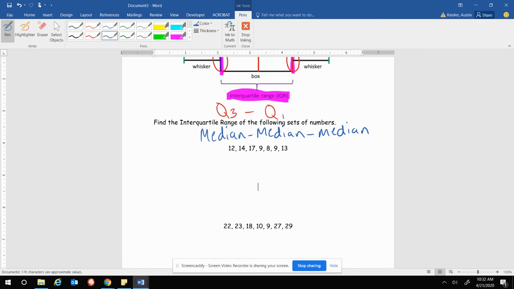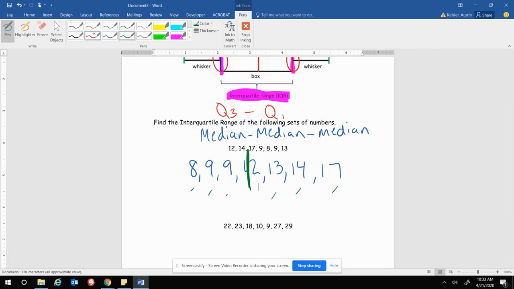Is we're going to order these numbers least to greatest. So I have 8, 9, 9, 12, 13, 14, and 17. So the very first thing I'm doing is I'm going to find the just regular old median. So if I'm crossing these off one at a time, I can see right here in the middle is my median. I'm going to put a line through that number. So there's my median is 12.